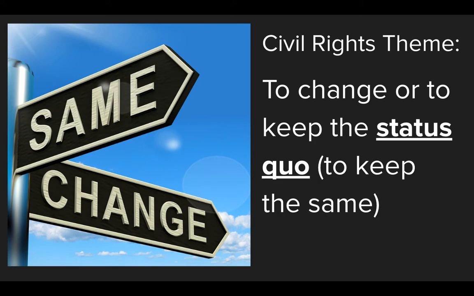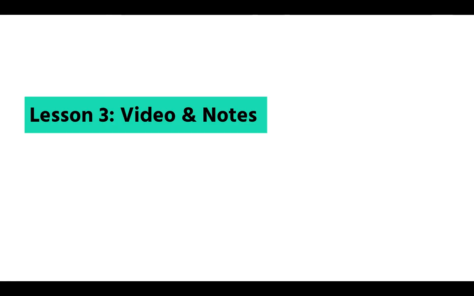So in civil rights, there's two directions to take. We can either change as a society, we can desegregate, we can try to be more equal, or we can keep the status quo, keep the same way we've been doing stuff that benefits white people only. And of course, we're going to see as the movement continues how much we are able to change in this period. And of course, we can see how much change we still need to go.